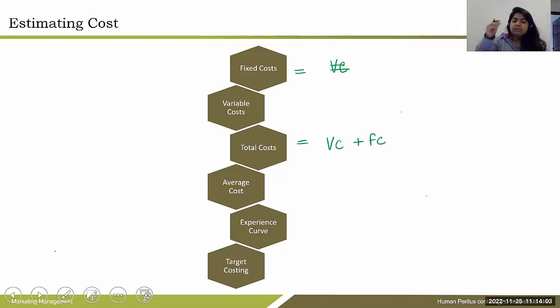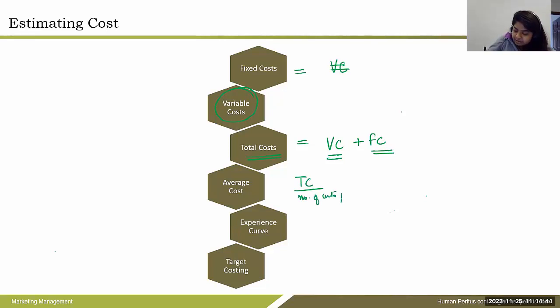Now, can you give me examples of fixed cost? These are certain types of costs which will be incurred even if you're not producing anything, like the rent, plant, machinery, all these things. Irrespective of how much production you have, you'll have to pay these fixed charges. Now, variable cost will depend on how much you are producing, like cost of raw material, cost of electricity. Total cost is a summation of variable cost plus fixed cost. Average cost is total cost divided by number of units produced.